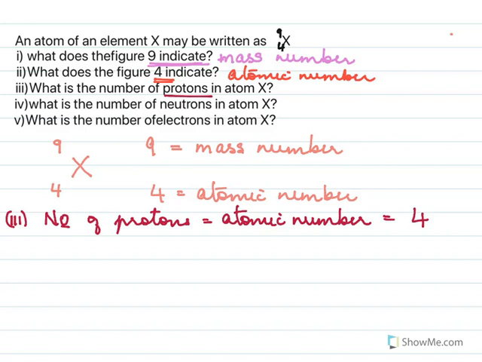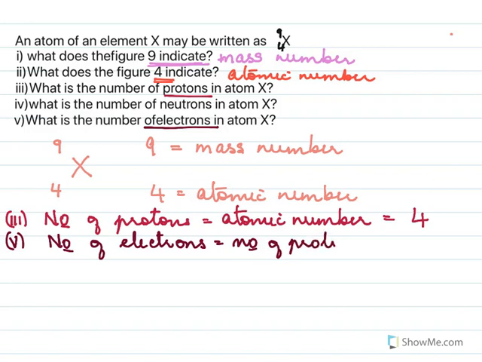Then, I will take up the fifth point, what are the number of electrons? So number of electrons equal to number of protons, because it's a neutral atom, which will also be 4. So protons are always equal to electrons.